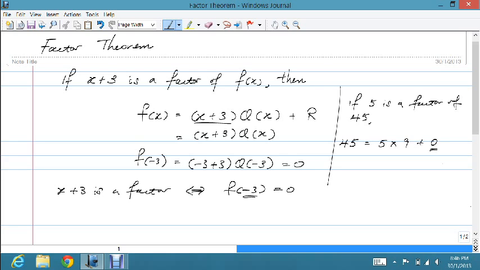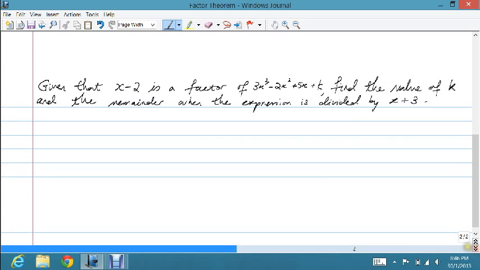Now let's illustrate this with an example. Given that x - 2 is a factor of this polynomial, find the value of k and the remainder when the expression is divided by x + 3. So let's tackle the first part first. Firstly, let f(x) equal the cubic polynomial.